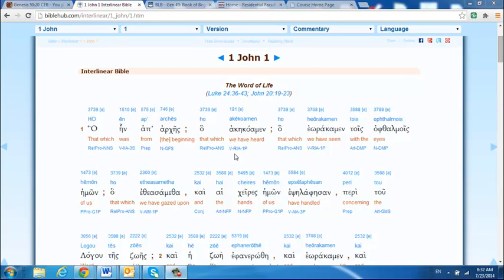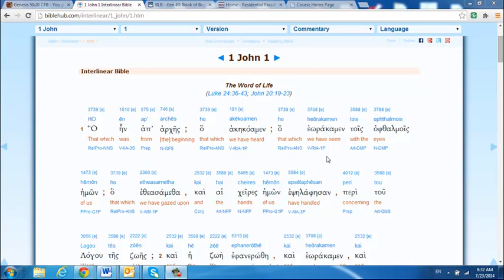And this is significant, I think, especially when we go, for example, to the next line, ho heorakamen tois ophthalmois hemon, what we have seen with the eyes of us. Again, we have seen is a verb that's in the perfect, just like akekoamen. And again, the sense is that we saw it and that the seeing has stayed with us. It remains seen. Why is this significant?